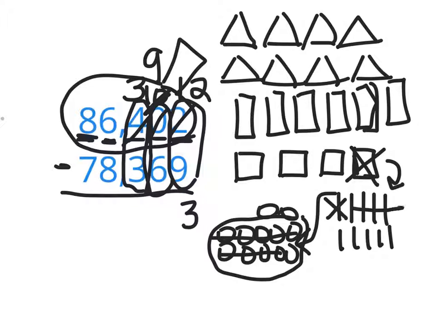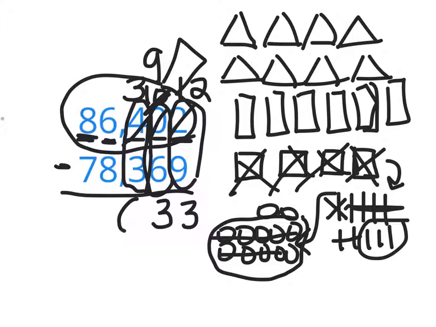So there's 1, 2, 3, 4, 5, 6. That leaves me with just 3. 9 minus 6 is 3. And then I need to subtract all 3 hundreds, it says here. So 3, take away 3, if I cross out all 3, that's going to leave me with 0 hundreds. They're all gone. Now I'm going to go next door to the thousands.